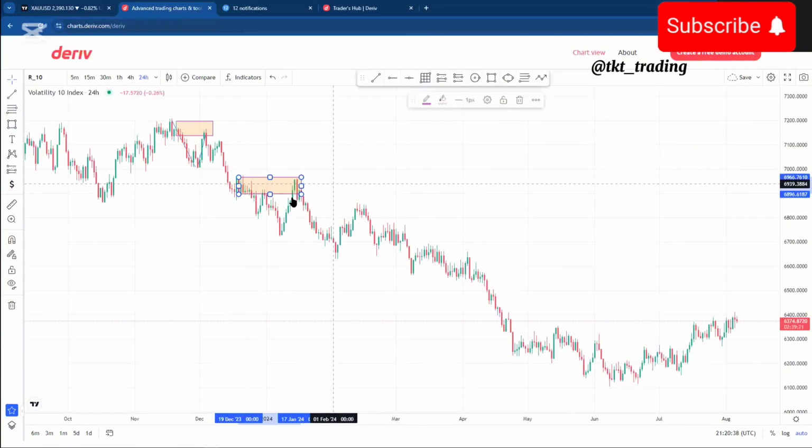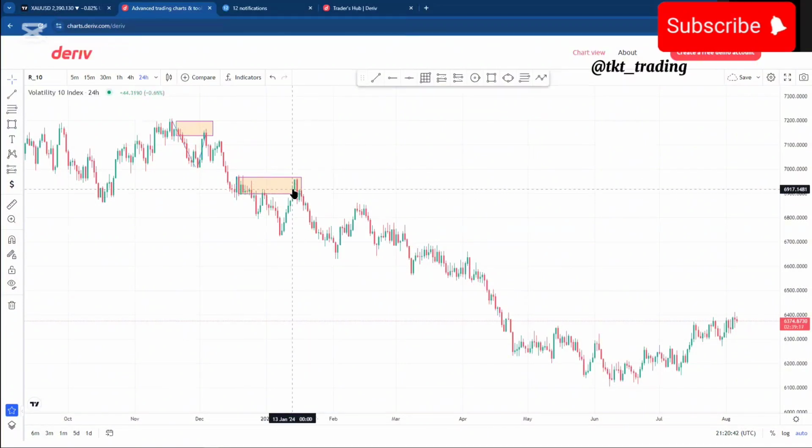Then you see that price will always come back and retest this zone before going downwards. We don't want to enter the market blindly. You want to make sure you fully utilize every bit of opportunity that price gave you. So you can't just enter a trade blindly. You have to be patient.